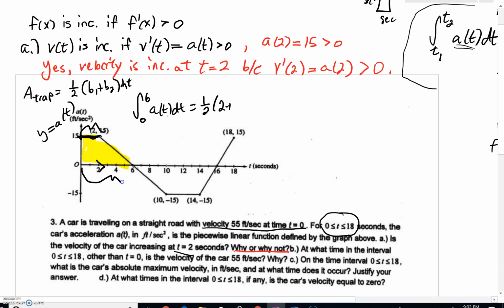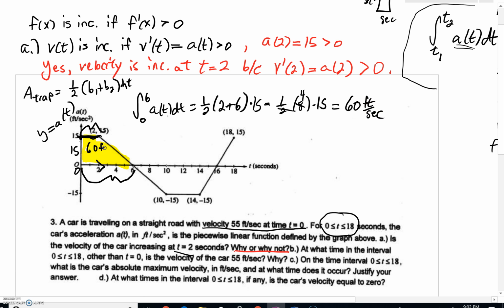How about down below? That's going from 0 to 6. That's going to be a 6. How tall is this? Well, that's a y value of 15. We could very, very quickly say this is 1/2 times 8 times 15. 2 goes into 8 4 times. 4 times 15 is 60. This is 60 feet per second.